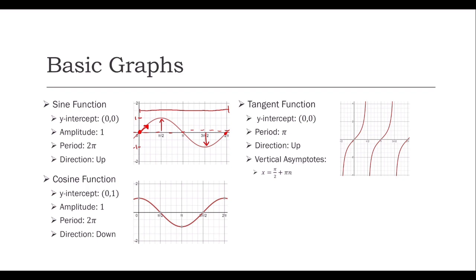For your cosine function, your y-intercept is (0, 1). So you start at 1. Your amplitude is still 1. So this distance is 1. And this distance is 1. All the way down to here. Your period is 2 pi. So it'll start repeating itself after 2 pi. And then your direction is down. So from your starting point, your y-intercept, you'll go down.